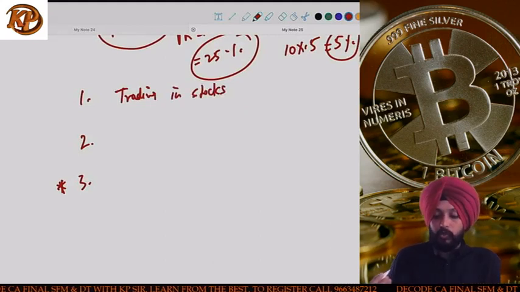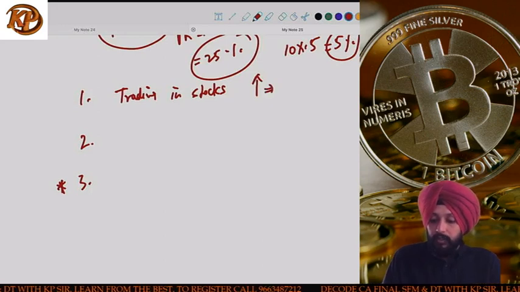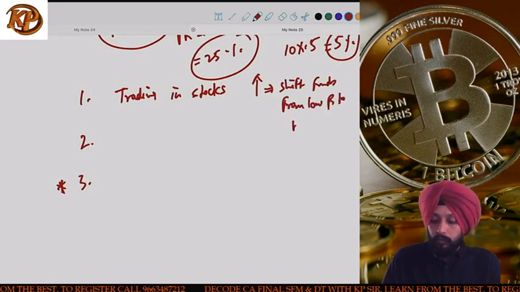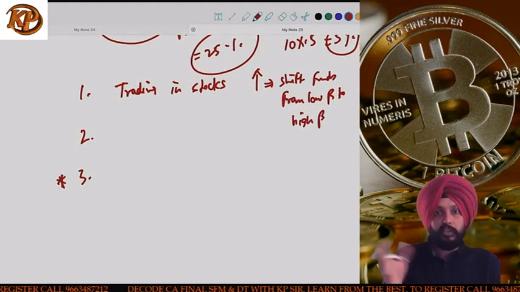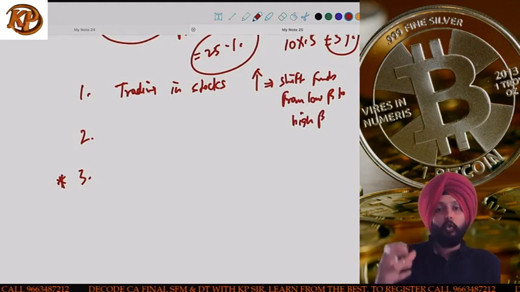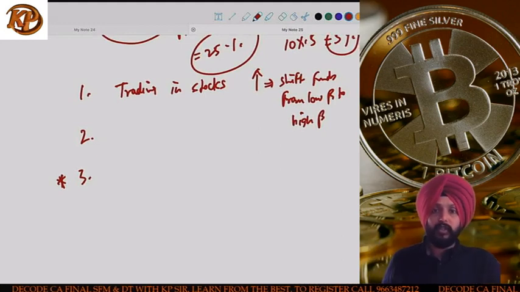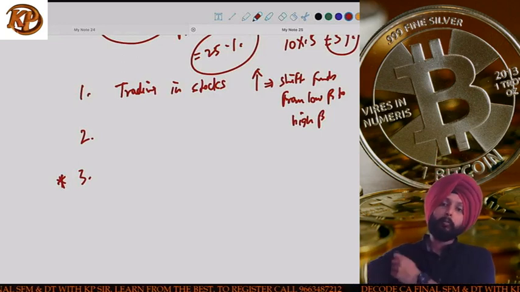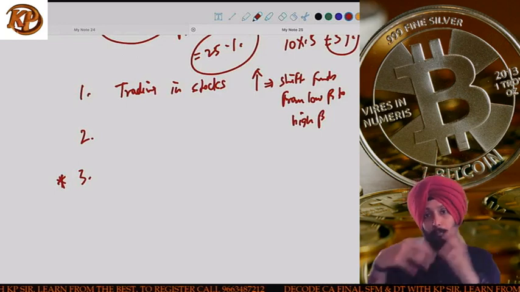What does that mean? Trading in stocks, very simple. If you want to increase the beta, you should shift funds from low beta to high beta stocks. You remember that, guys? If you want to increase the beta of the portfolio, you will shift funds from low beta to high beta stock, because you know beta of the portfolio is a weighted average beta with weights being assigned to the market value of investment in each stock. So obviously if you put more money in the high beta stocks, automatically beta of the portfolio will go up, and if you put money in low beta stocks, then beta of the portfolio will come down.